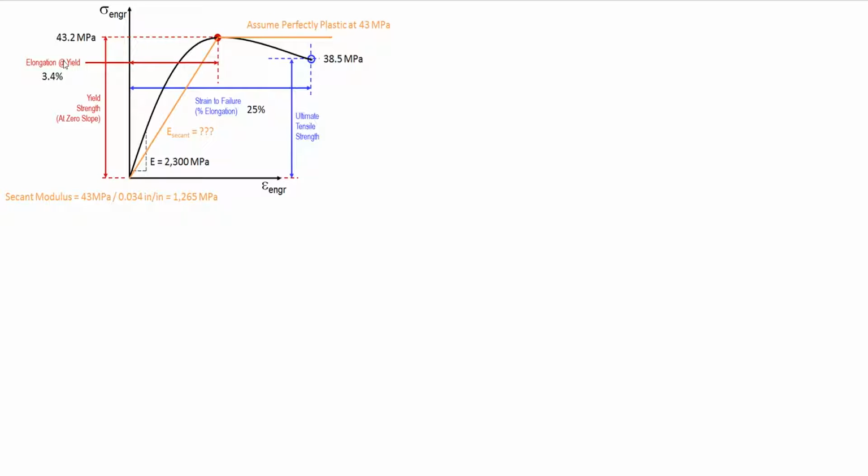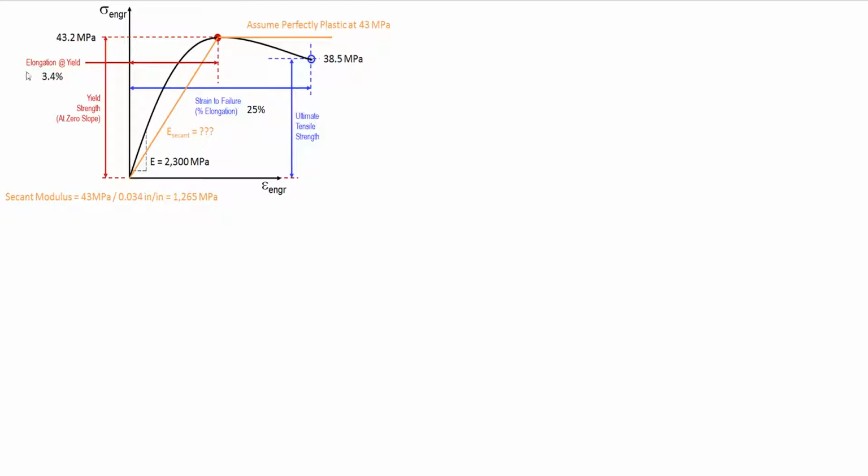Okay, so the yield strength is the maximum amount of stress you could put on a material before it plastically deforms. And you see here, assume perfectly plastic at 43 megapascals. But at 44 megapascals, it's plastic. So 43.2 megapascals is the most amount of pressure or stress we could put on the material before we lose our shape. So we want to do 42, 41, 40, 39, 38, something like that. So we want to stay in this region. So the yield point, this is the maximum amount of stress we could put before we go into plastic deformation.